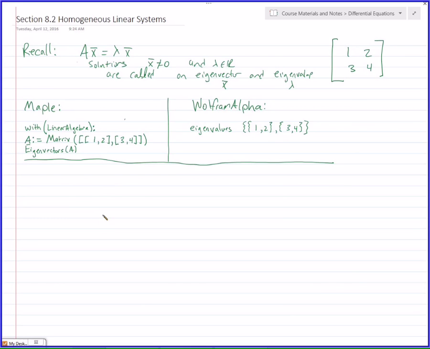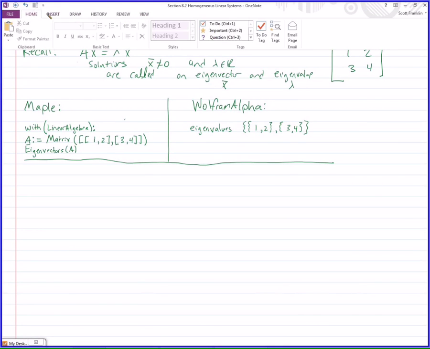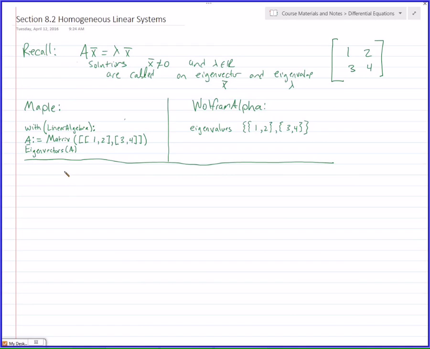Okay, with that said, let's start talking about now how we solve the systems once we know those things. We've done this a little bit, but now we're going to explicitly walk through all the different scenarios. So let's start with an example.